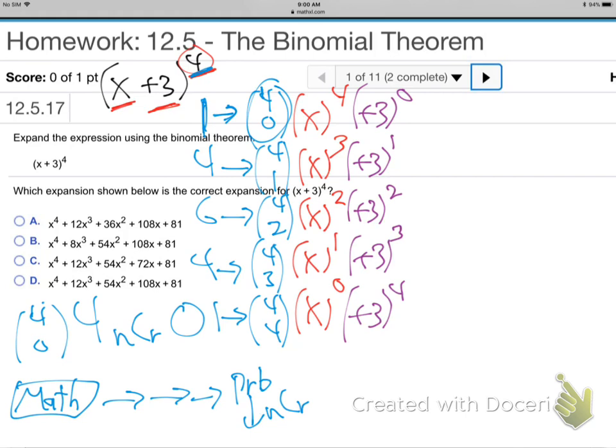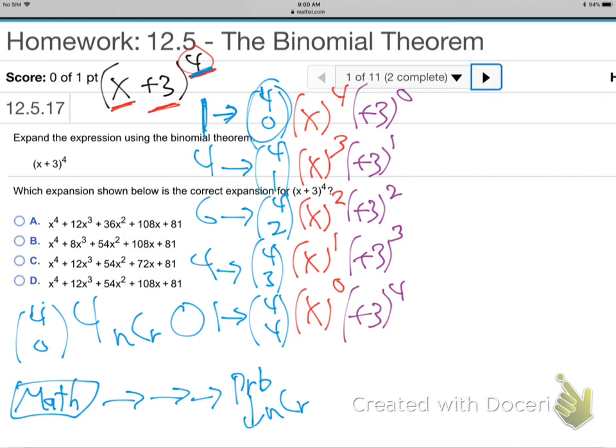It's combinations. If you ever study probability, it's 4 combinations of 0, 4 combinations of 1, 4 combinations of 2. It means it's a probabilistic calculation. It means like 4 choose 2 means, out of 4 objects, how many ways are there to choose 2? So anyway, we're not teaching probability, but that's what it means.